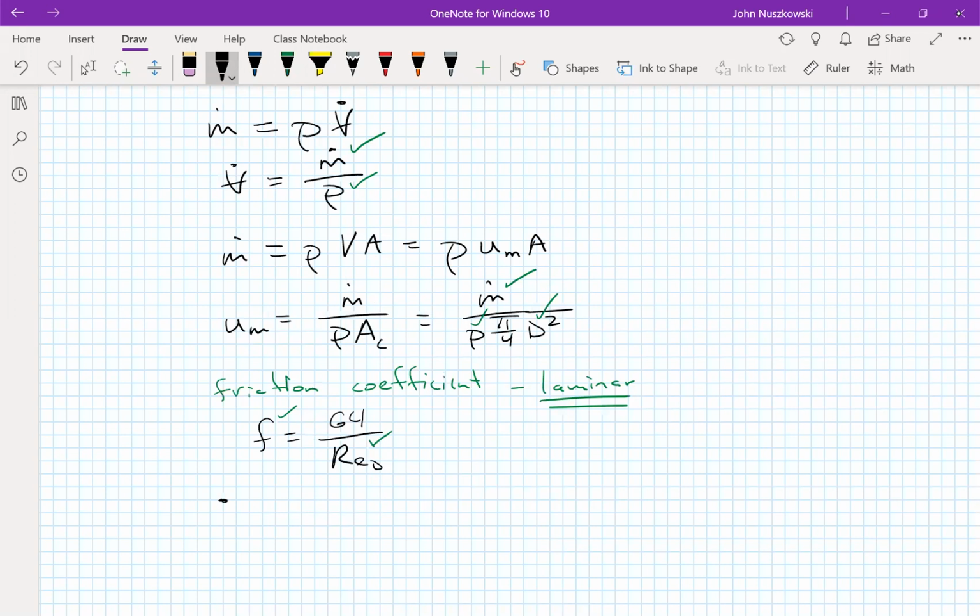But either way we do that, we're going to get a power of 446 watts to drive this flow. Okay. Any questions on that? All right, so let's do another problem. Let's do 8.26.